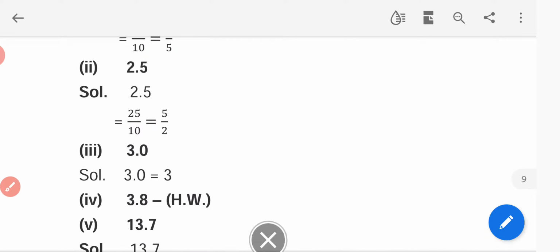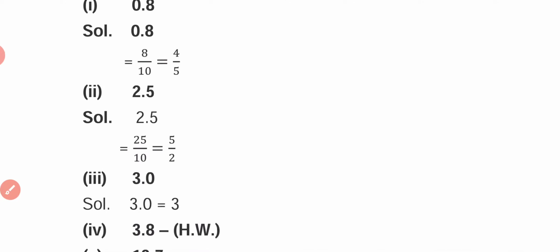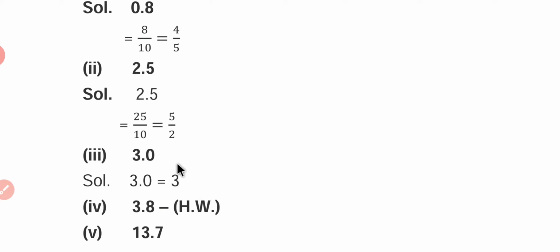Like this, the second one, 2.5. Here also you can see after the decimal how many numbers are there? Only one. So 25 by 10. Now you can see 25 by 10. Both are divisible by 5 only. So 5 5s are 25, 5 2s are 10. So it can be written as 5 by 2.